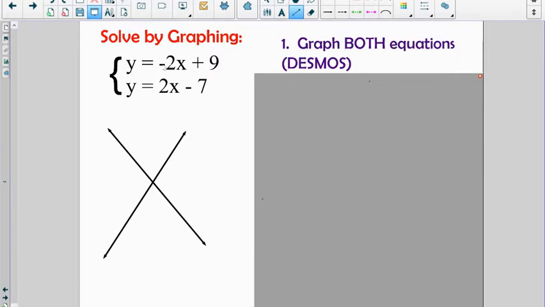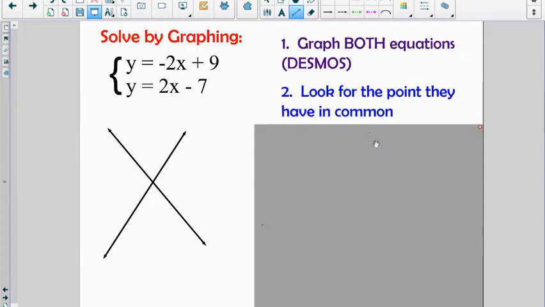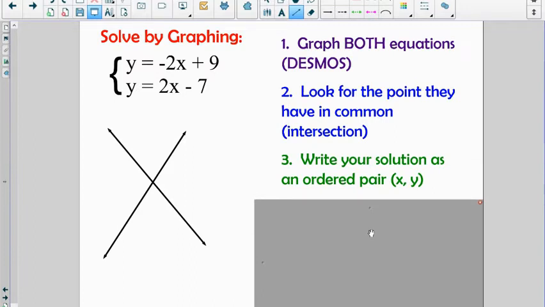And I want to know, where do these two equations have a point in common? Where is that x and y that they share? So what we're looking for is that point of intersection, the point where the two lines meet. That point has a name. It's an ordered pair. So our solution, the point they have in common, is written as that ordered pair on the graph. So let's actually do that using Desmos.